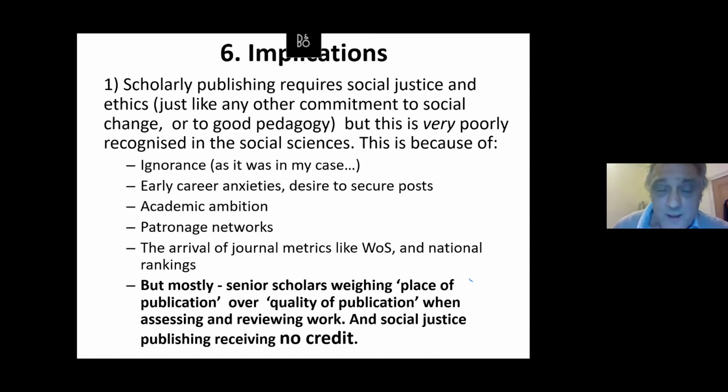The root problem is at the bottom. It's actually the old folk like me, it's the senior scholars who weigh place of publication over quality of publication when they're assessing your work for jobs and opportunities. And I think that's actually wrong. And the DORA declaration, which my university has actually signed up to, is designed as a way around that.